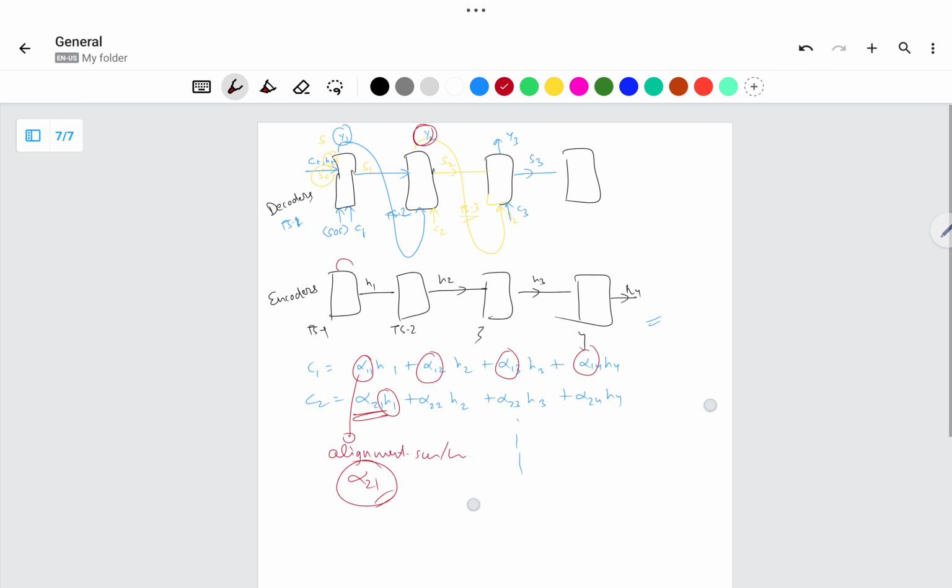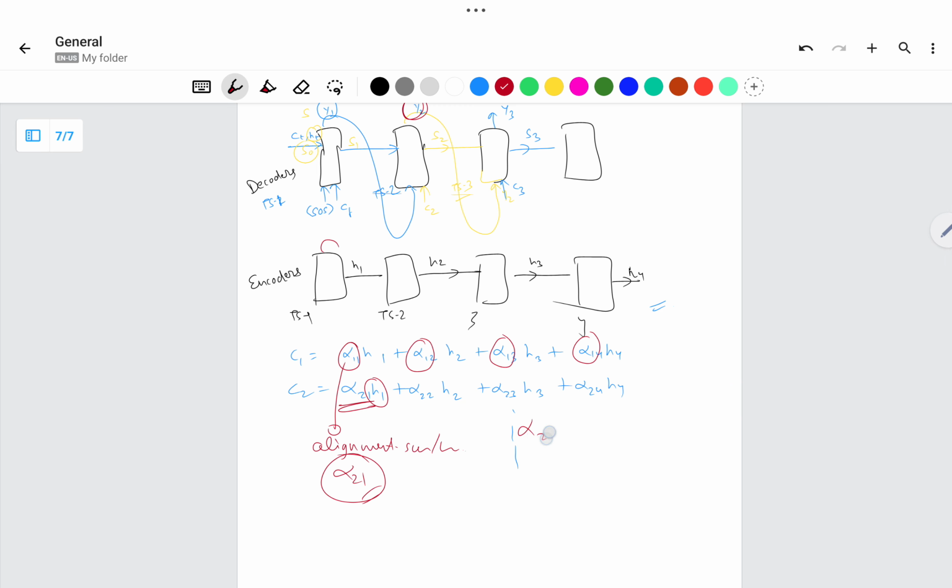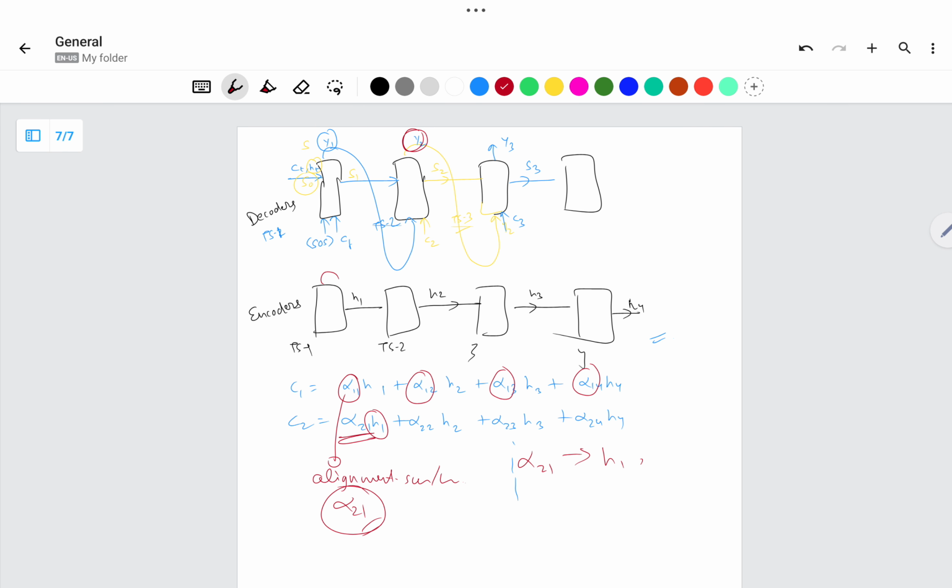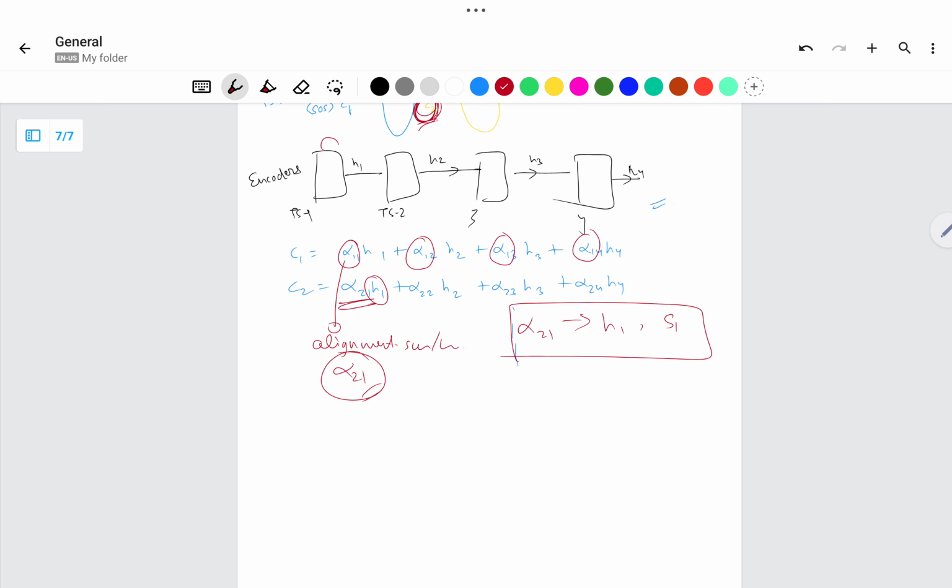So if you see this entire setup, you would see that alpha 21 is dependent on the first hidden state. Okay, alpha 21 was written here for C2, right? So it was written for C2. So it would be dependent on S1 also. Okay. So if you generalize this, it would look like some function.